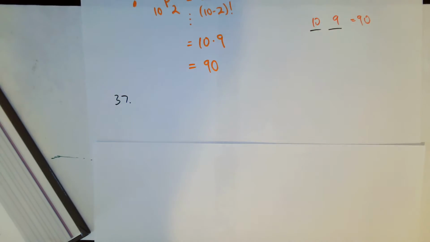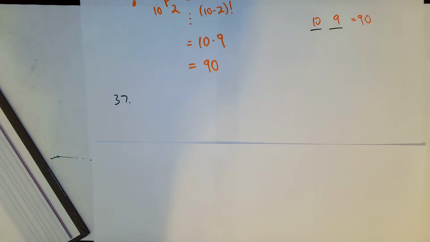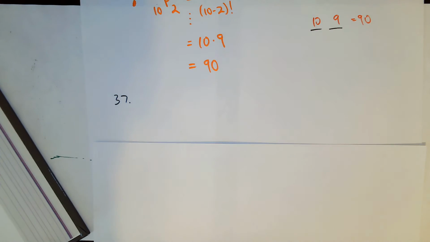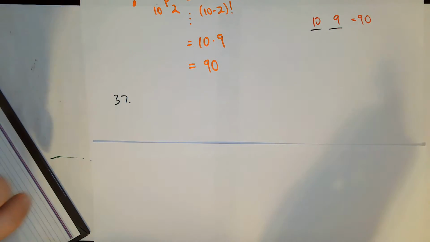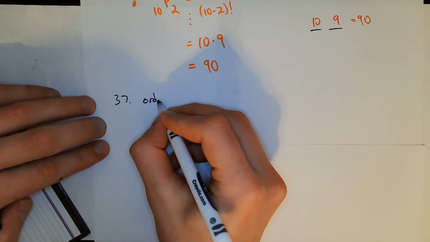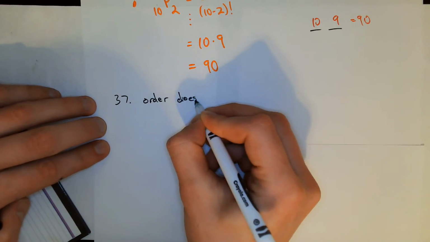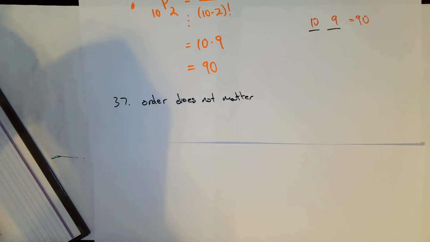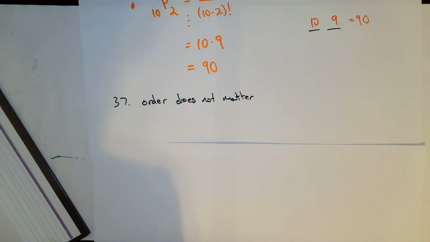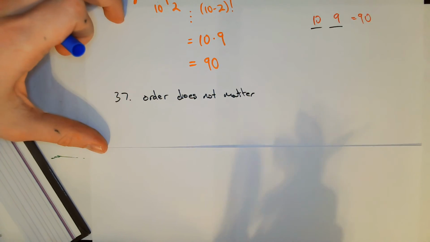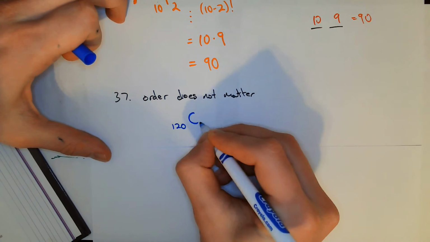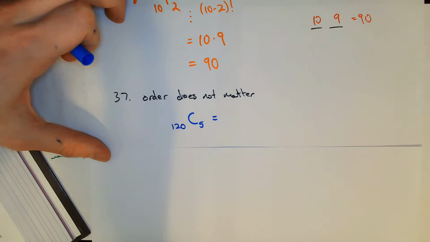Well, there's no ranking to the 5 people. It's not like president, vice president, treasurer, secretary, whatever. There's not rankings, right? It just says 5 people from 120 employees, so order does not matter. That means we're using a combination. What are the numbers? Well, we're picking 5 from 120, so it'd be 120 C 5. That's how we would write it down.